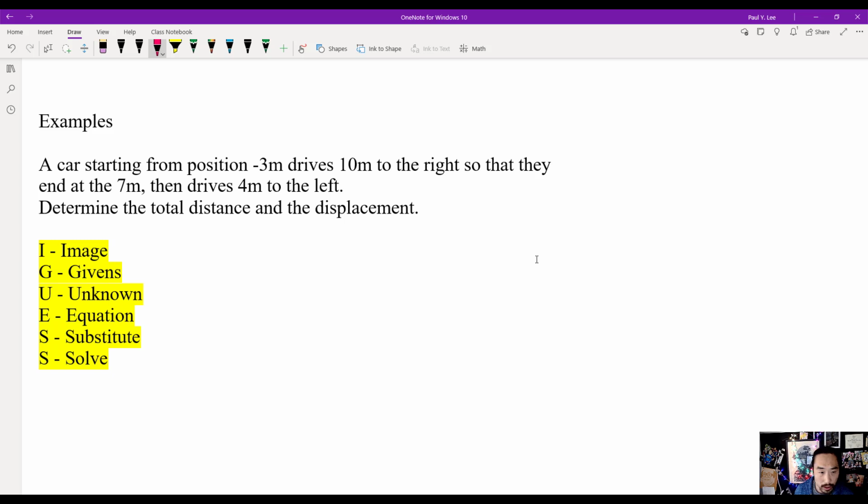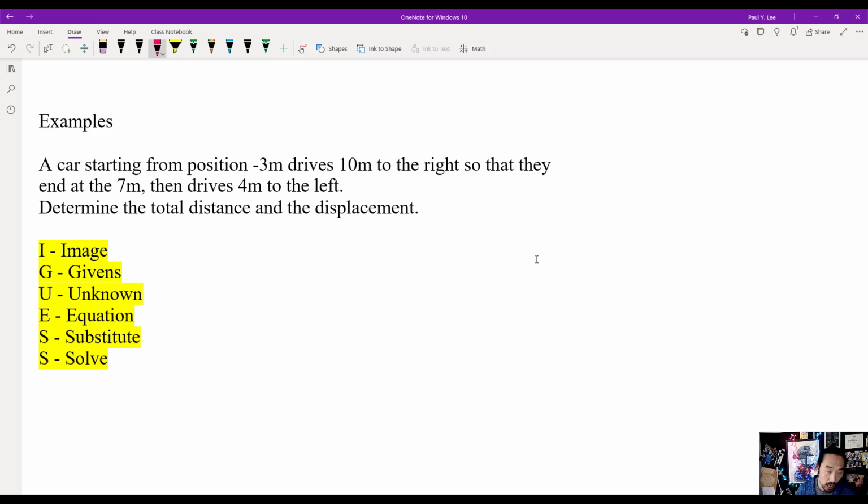So we have a car that starts from a position of -3 meters. It drives 10 meters to the right so that they end at the 7-meter mark. Then they drive 4 meters to the left. I want you to determine the total distance and the displacement. All right, so I is the image.